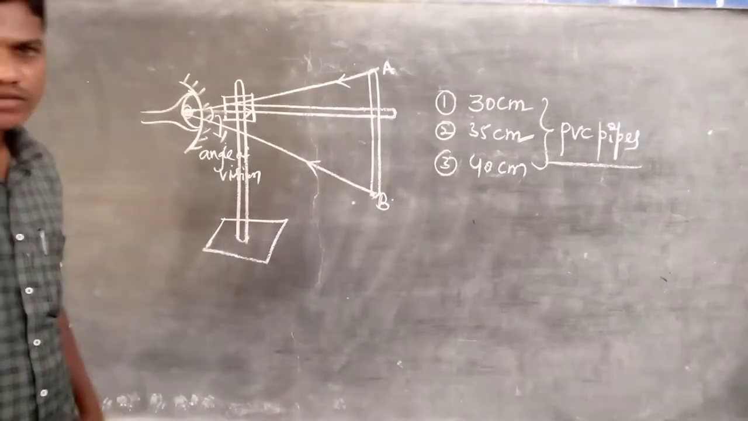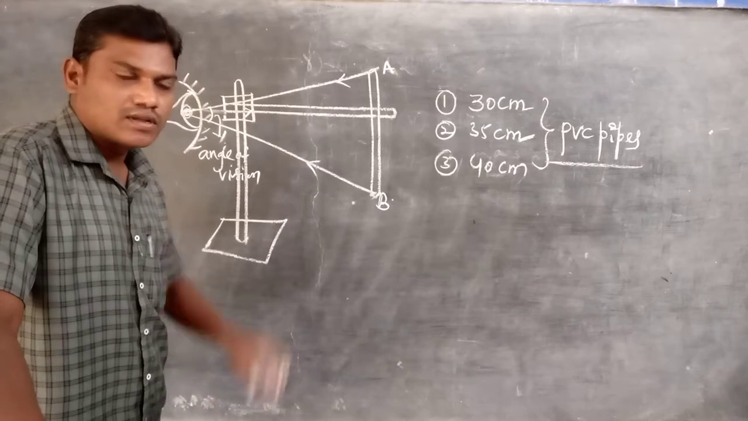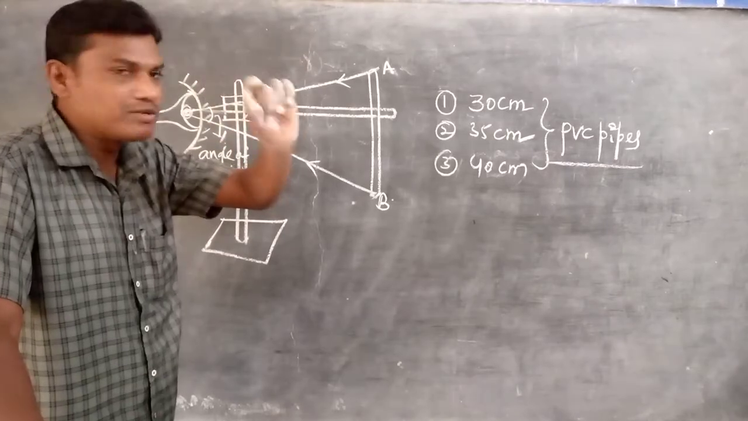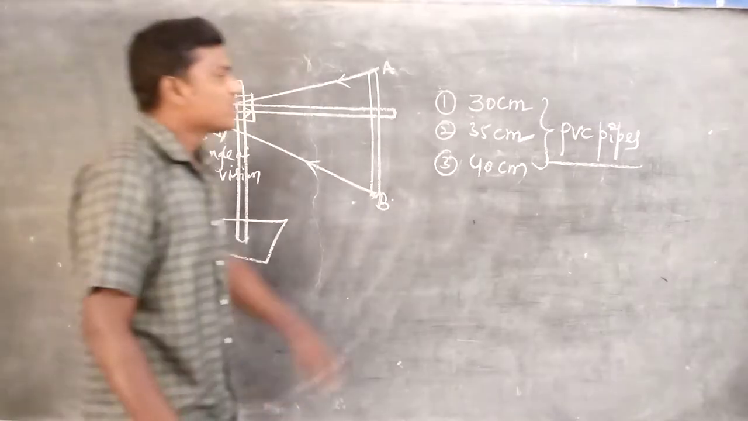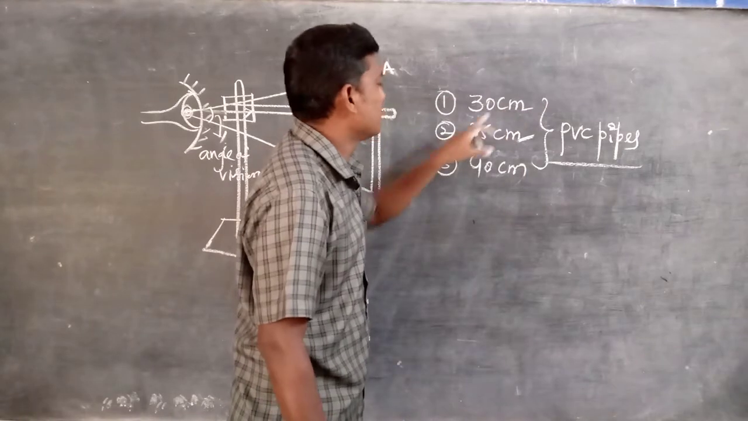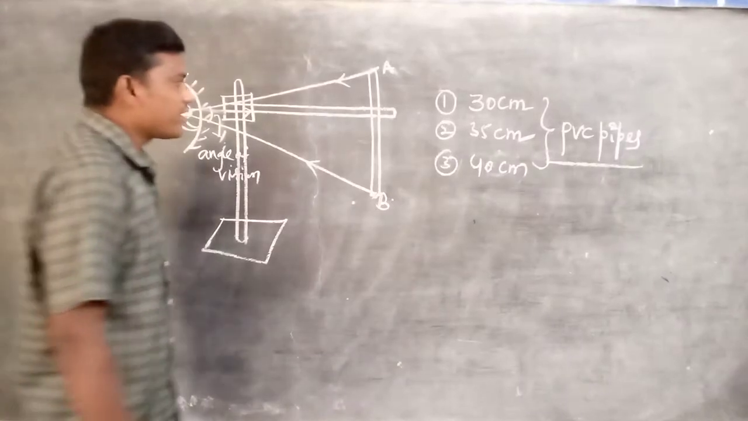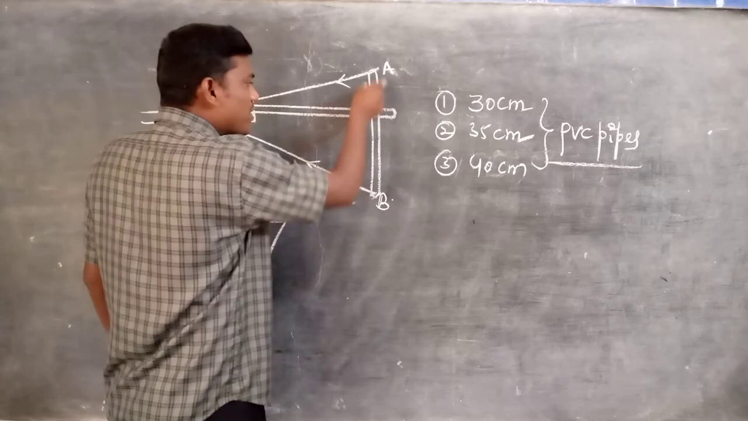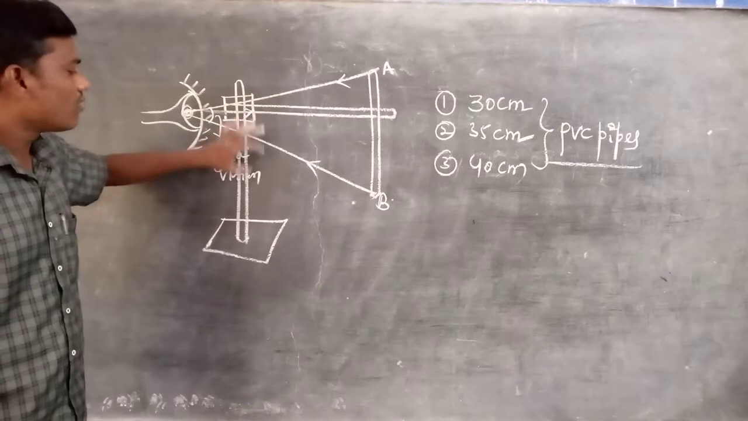PVC pipes, we know that in our houses, during electric wiring construction, we use PVC pipes, polyvinyl chloride pipes. So you can take different lengths of PVC pipes like 30 centimeter, 35 and 40 centimeter. Initially, the 30 centimeter PVC pipe we keep in vertical mode for the horizontal rod of the retort stand.